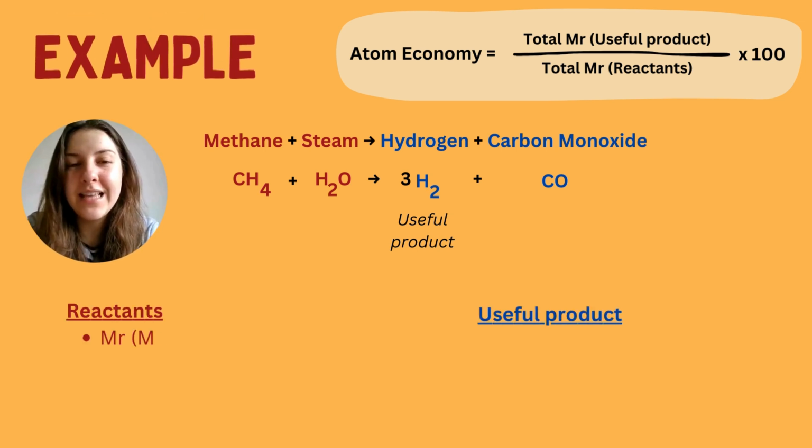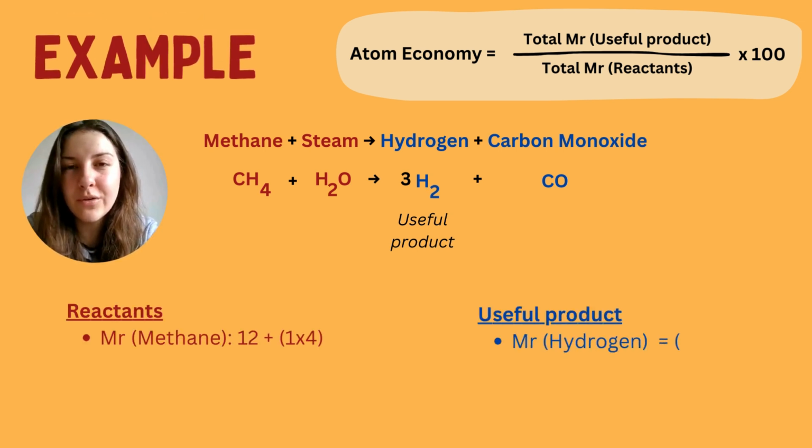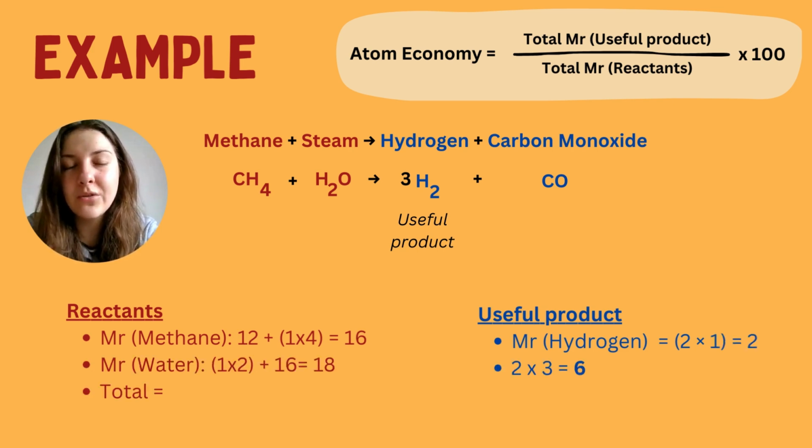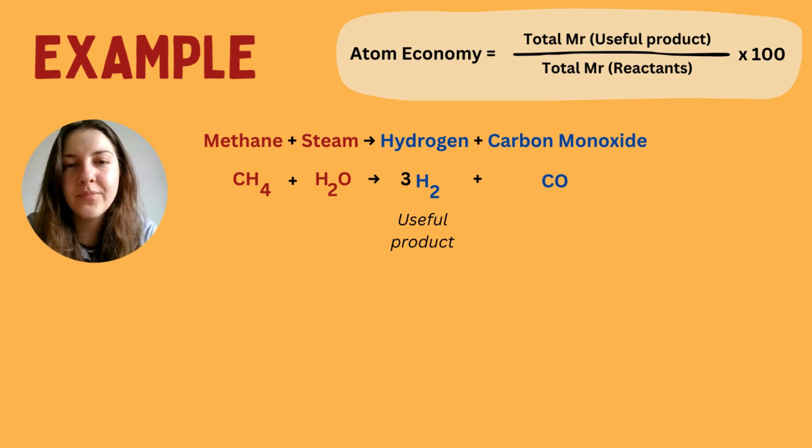Then we want to calculate the Mr of the useful product, and the useful product in this case is hydrogen. Now we know hydrogen is a diatomic molecule. It is made up of 2 lots of hydrogen atoms, so 2 times 1 is 2. However, because there are 3 hydrogens in this balanced equation, we need to times the 2 by 3 to get an answer of 6. So always be aware, when you are calculating atom economy, you want to take into consideration the coefficients that are part of the balanced symbol equation. So that is why we get an answer of 6 for the useful product there.